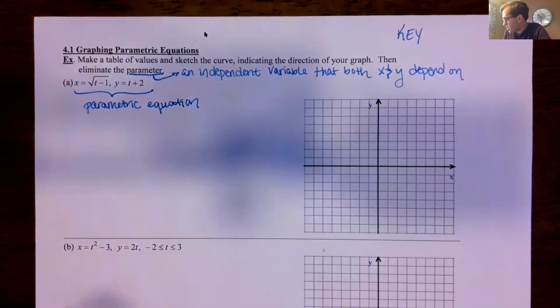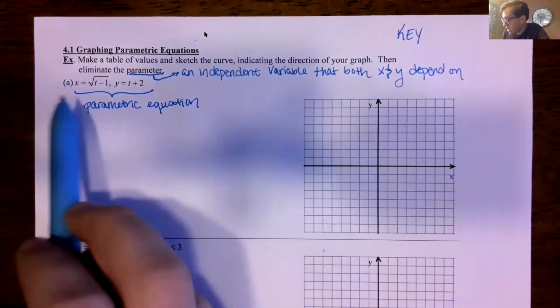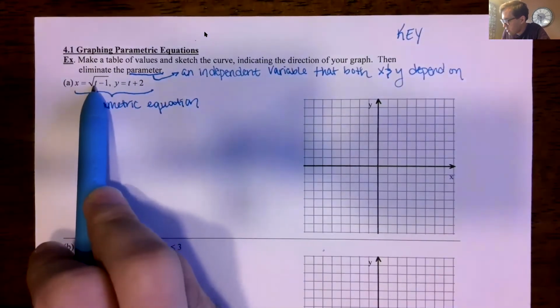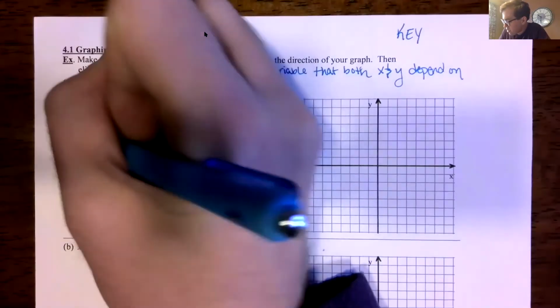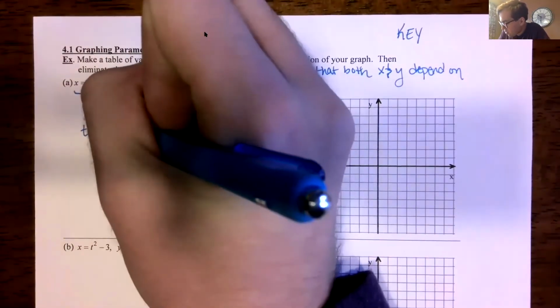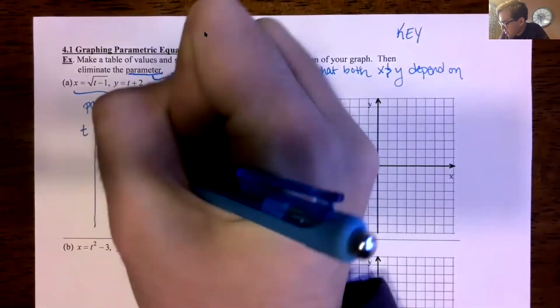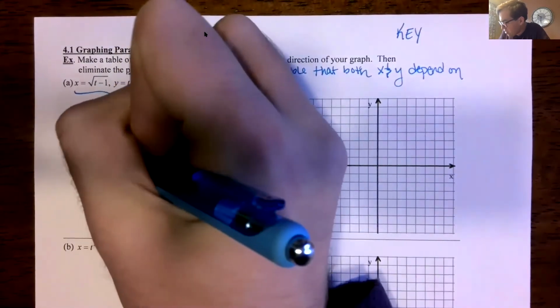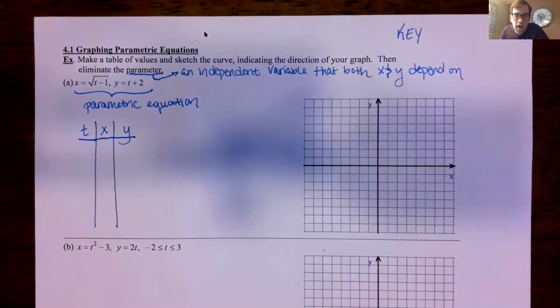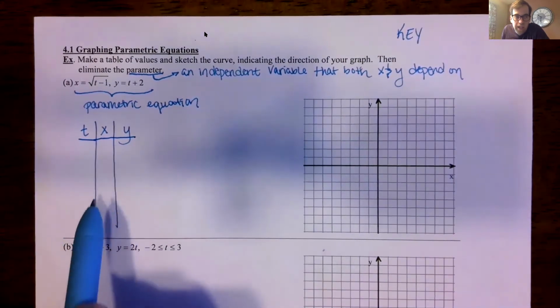So to graph this, what we're going to do is plug in certain t values and see what the x and the y are. So I'm telling you, if we look at this first equation, and this is kind of getting ahead of ourselves here, but what we're going to try to do is make a table of values with t, x, and y. And the t is then going to kind of go away when we graph.